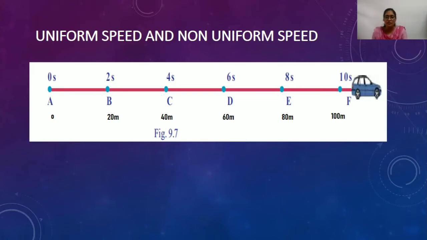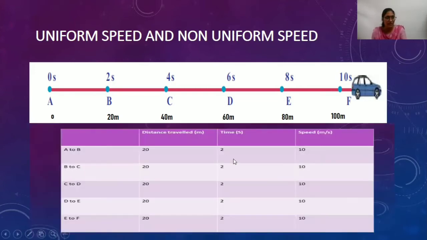Okay, you people have completed the table and the table will be like this. From the table, we can see that the distance traveled is equal in the same interval of time and the speed is the same. This is known as uniform speed. If a body moves equal distance in equal time intervals, then the speed is the same or constant, and the speed is known as uniform speed.